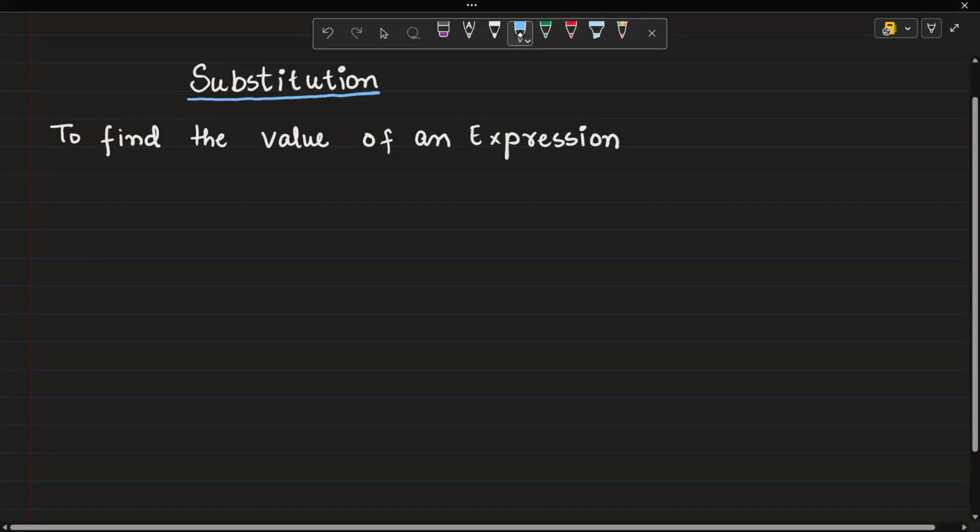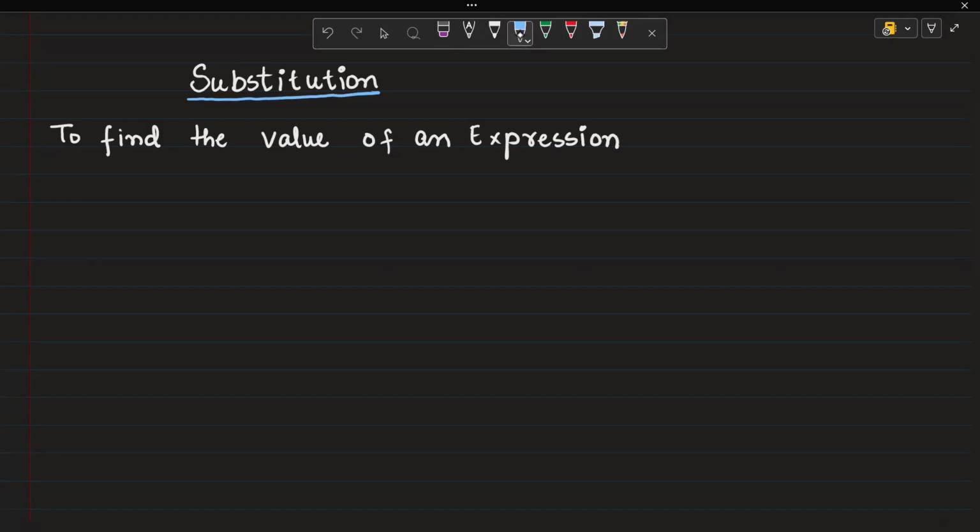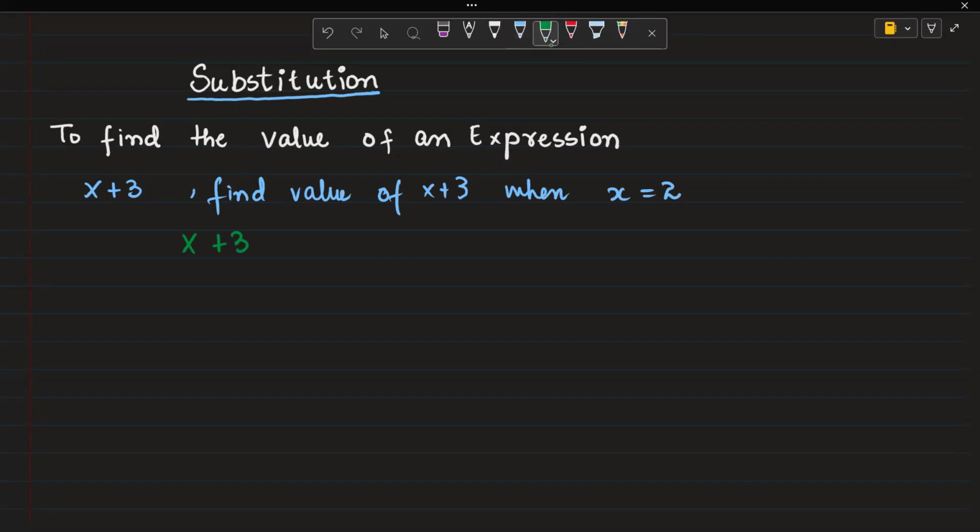This is the very basics of algebra. So if you have an expression x plus 3 and you have to find the value of this expression, find the value of x plus 3 when x is equal to 2. That means the expression you have is x plus 3. You need to find what it will be equal to when your x is equal to 2.